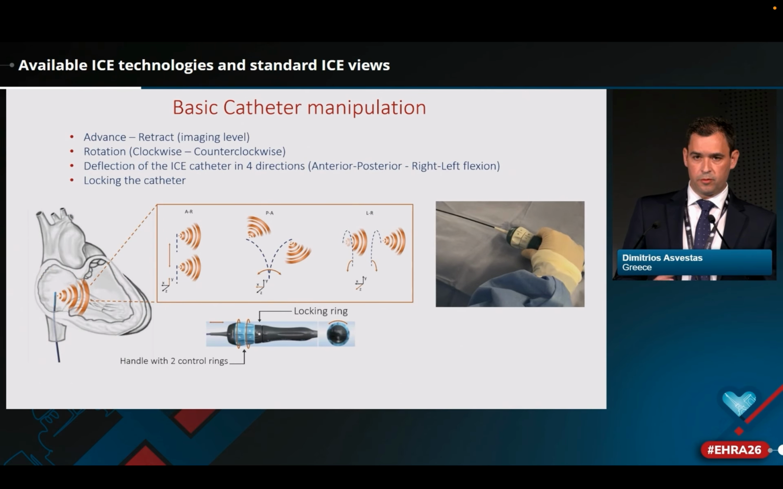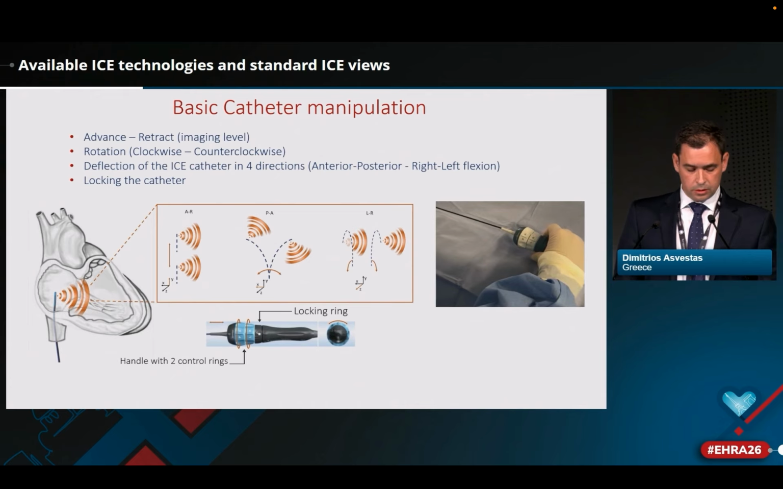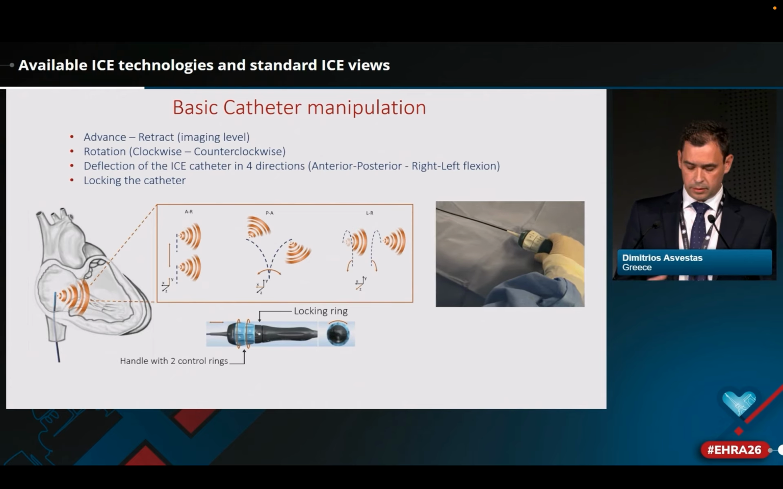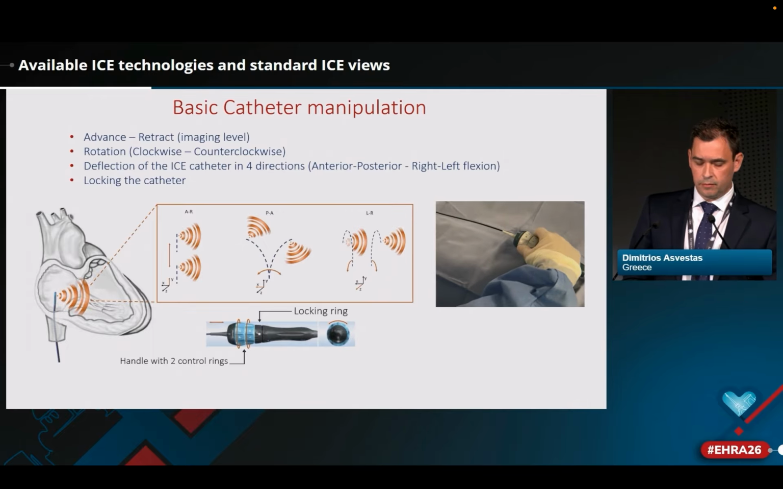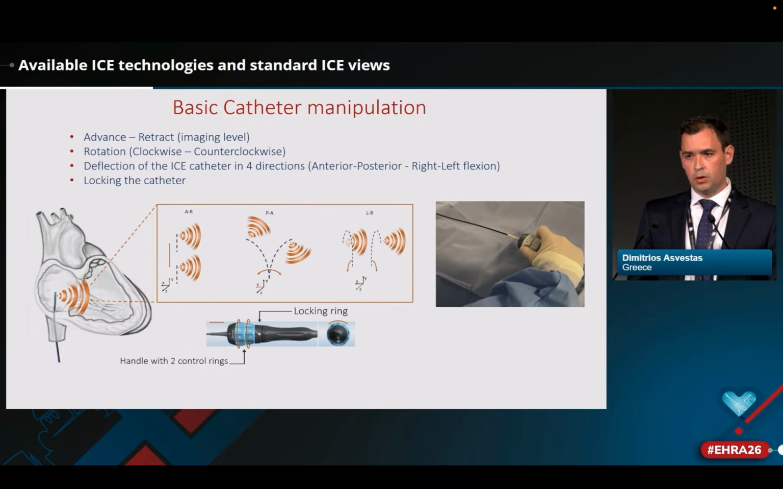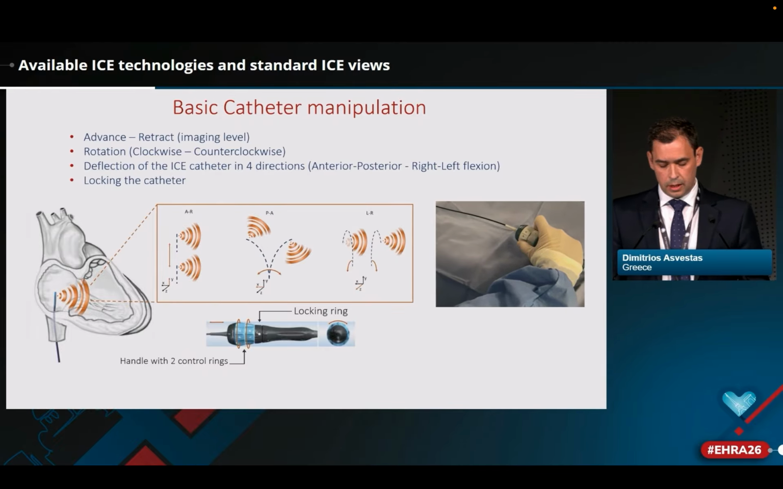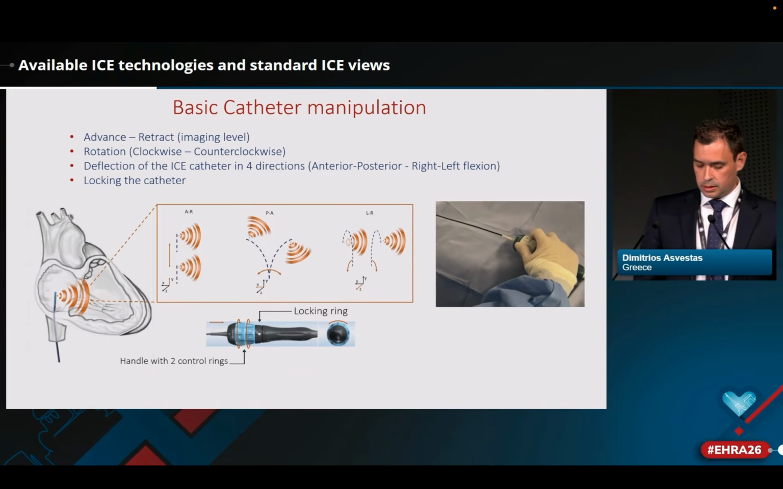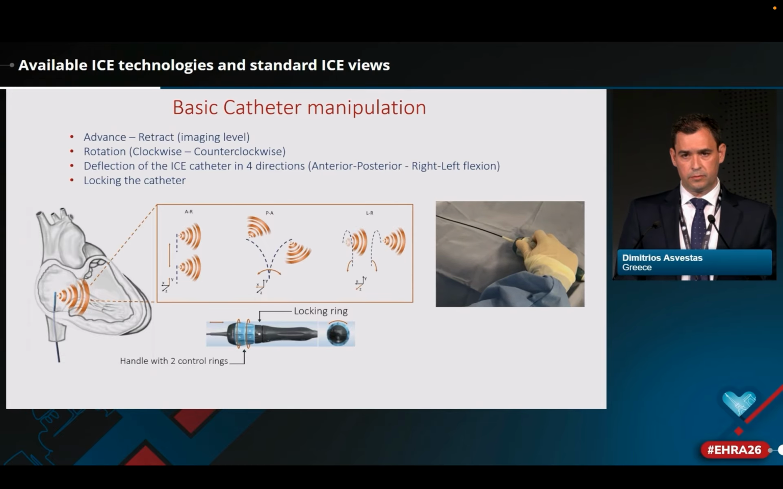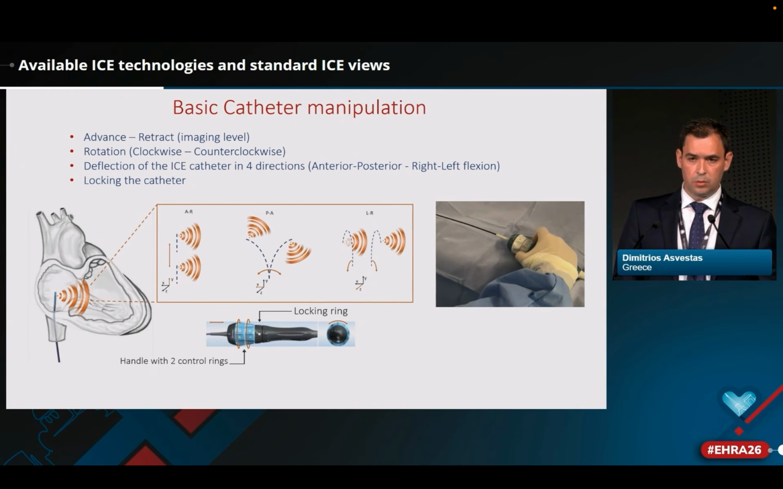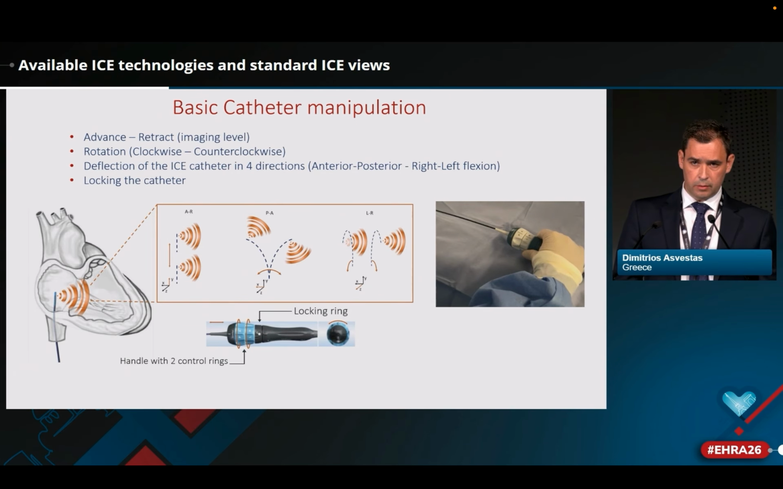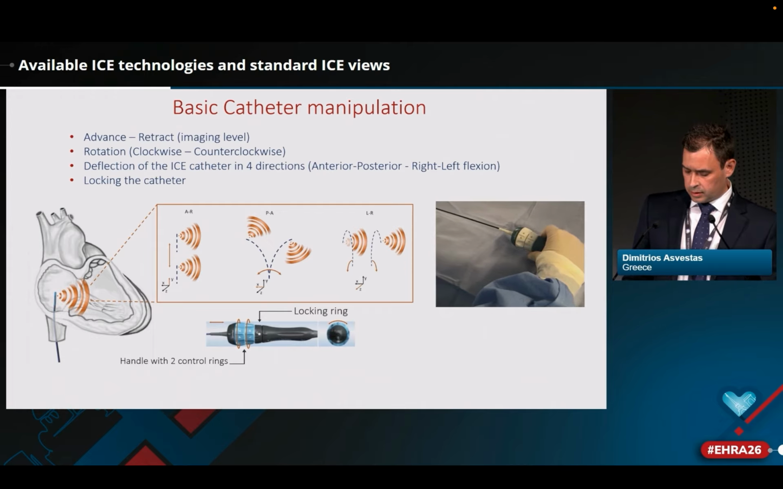So let's see the four basic ways to manipulate a phased array ICE catheter. This is the AcuNav, and we can advance or retract, so change the imaging level. We can rotate the tip clockwise or anti-clockwise by rotating the handle, as you can see in this video. We can deflect the catheter in 4 directions using 2 knobs: anterior, posterior, and right and left. And there is a locking ring. We can lock the catheter in a specific deflected position.